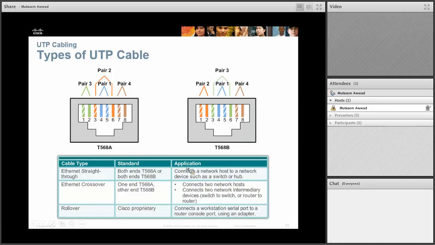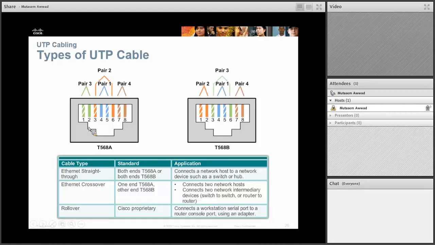All right, there are two standards, the 568A and the 568B, and it's highly recommended that you remember the color codes from left to right. So when you are making this RJ45 connector, make sure that the tip is down. Pin 1 is on the left, pin 8 is on the right. There are three different types of cable that you can make: the straight through, the crossover, and the rollover. We'll get back to that in a second.